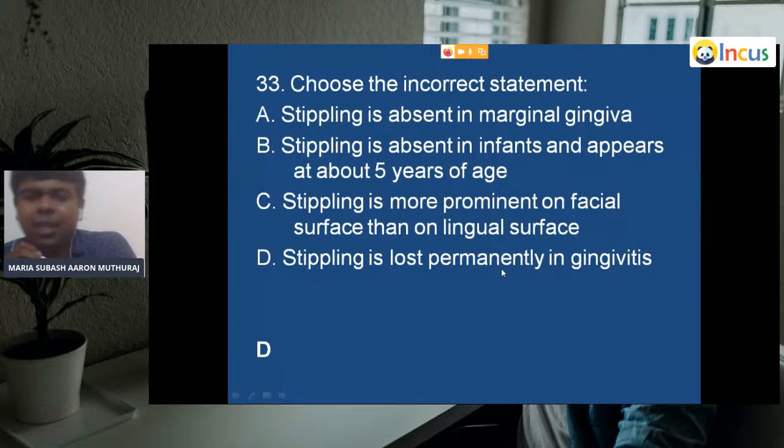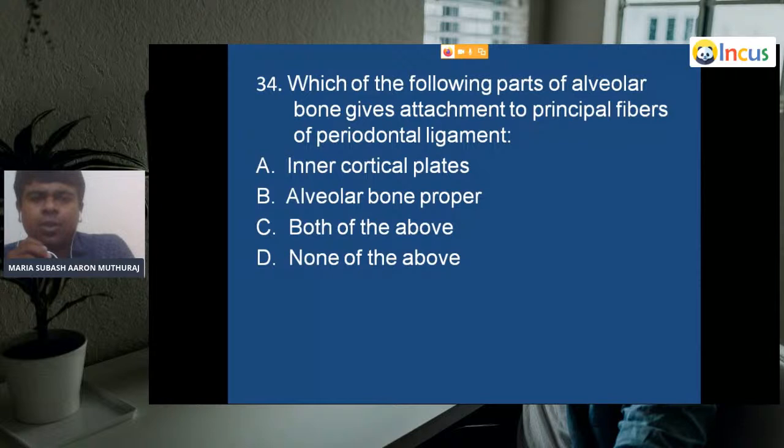Which of the following parts of the alveolar bone gives attachment to the principal fibers of the periodontal ligament?